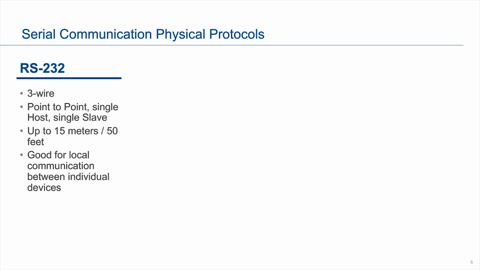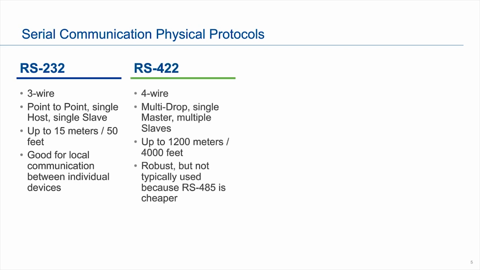It's a relatively short distance communication. It's up to 15 meters or 50 feet, and it's good for local communication. So this is the kind of communication that you'll use inside a control room, inside an MCC, inside a local room communication where it's short distance and there's no need to worry about multi-dropped linking multiple devices on a single link.